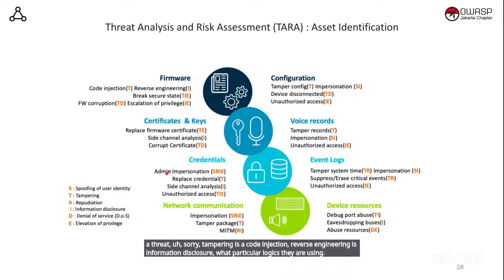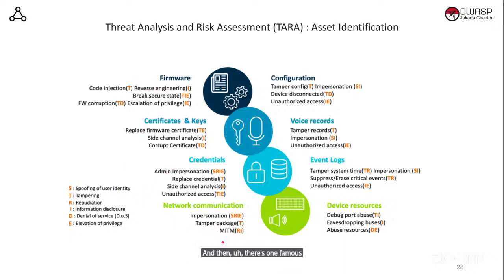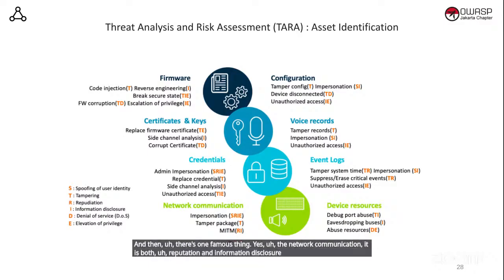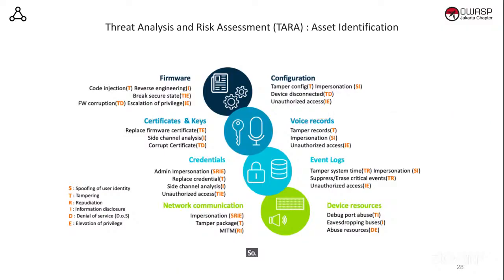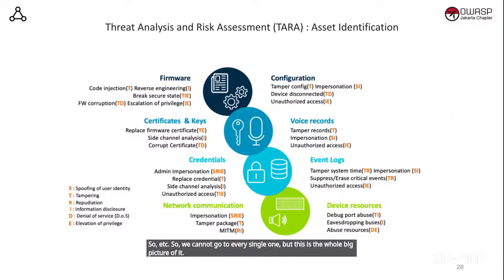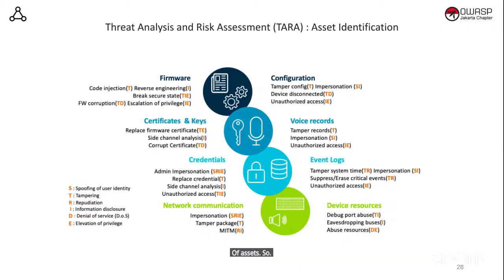And then there's one famous thing: the network communication. It is both repudiation and information disclosure if you are able to do MITM, etc. So we cannot go into every single one, but this is the whole big picture of assets. Again, this is a very small snapshot. This is not the entire one. There will be others which we might miss here, based upon the vehicle functionalities and features.